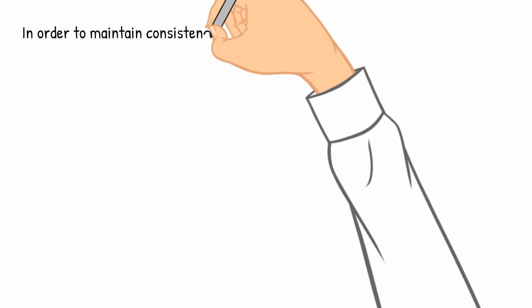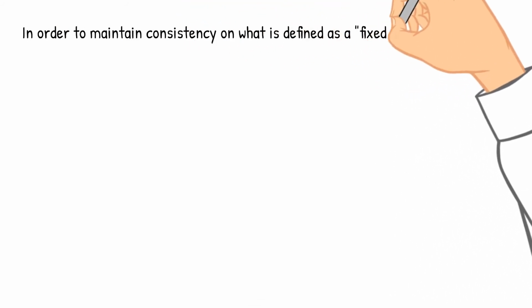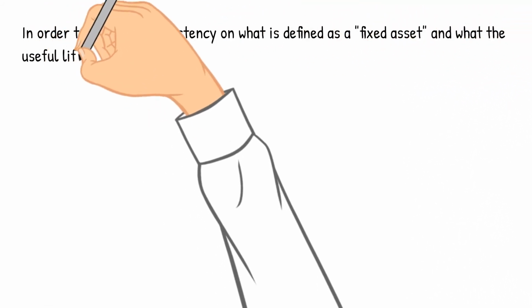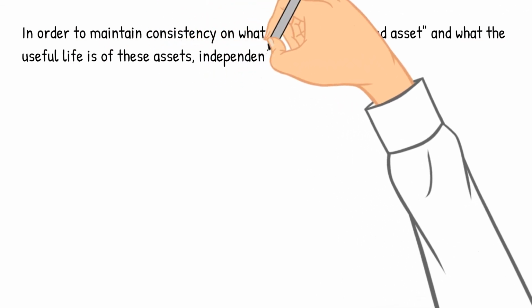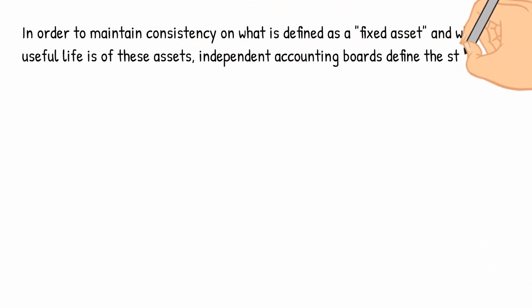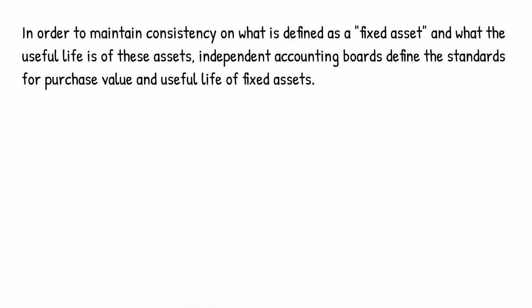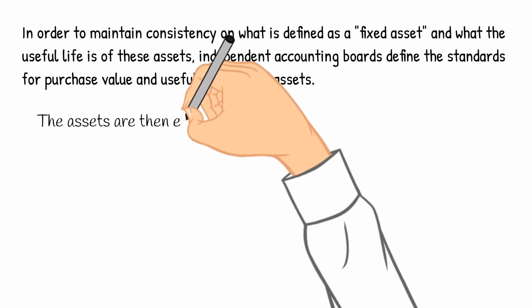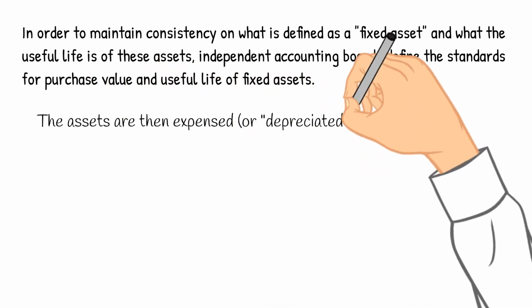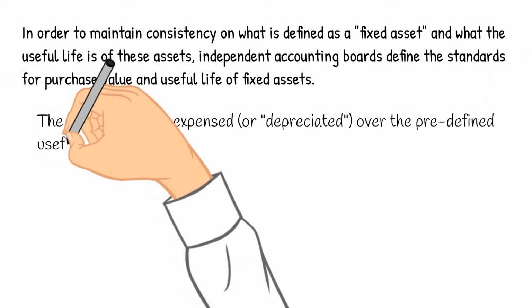What defines the fixed asset and the standards for identifying useful life consistently is set up by independent accounting boards. These include minimum purchase values as well to keep things realistic. Just think of a chair that might last 5 years but only costs $300. The assets are then expensed or depreciated over the predefined useful life of the asset.